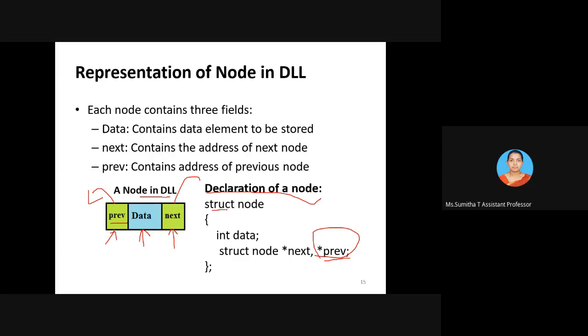This is the way we can declare a node. In the case of a structure, we use the struct keyword, and this is the name of the particular structure. It has 3 variables. One is integer type, and another is struct node type, in which we have 2 pointers: one is next, one is previous. This is the declaration of a particular node.